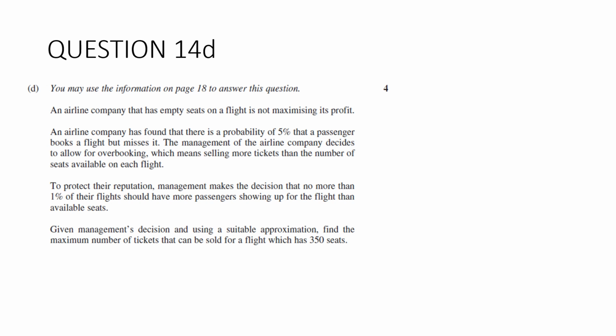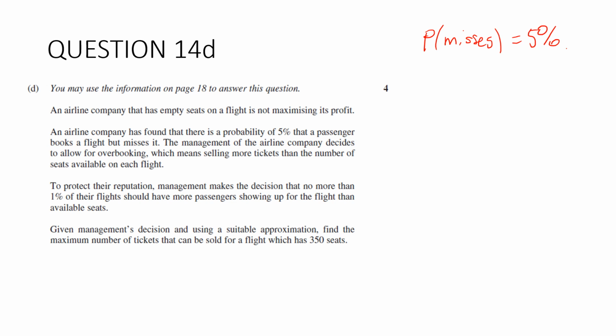An airline company that has empty seats on a flight is not maximising its profit. An airline company has found that there's a probability of 5% that a passenger books for a flight but misses it. So the probability misses the flight is equal to 5%. The management of the airline company decides to allow for overbooking, which means selling more tickets than the number of seats available on each flight.